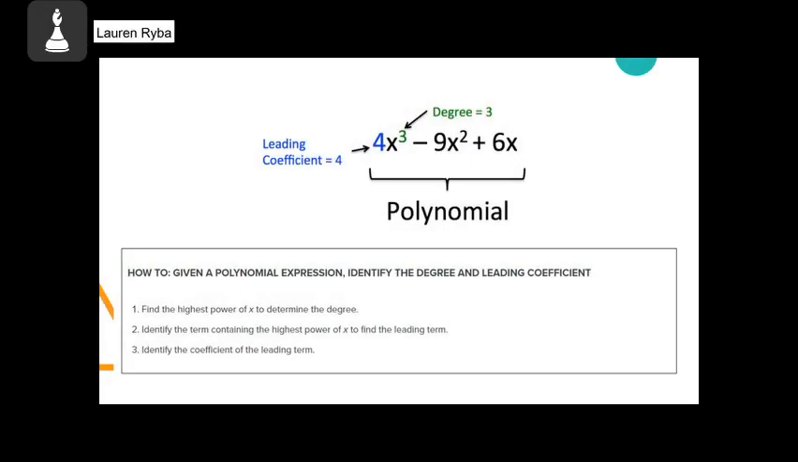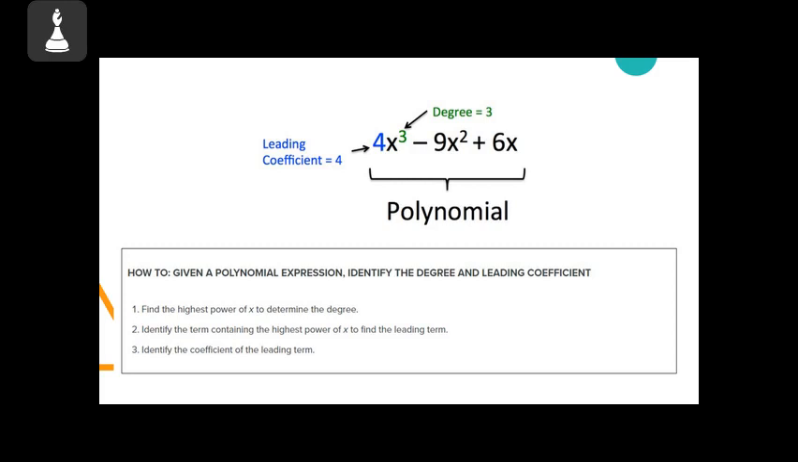On this slide, you'll see an example of a polynomial. It says 4x cubed minus 9x squared plus 6x. And it says here that the degree is 3 and the leading coefficient is 4. So how do you determine the degree and leading coefficient? Well, there's some steps here.